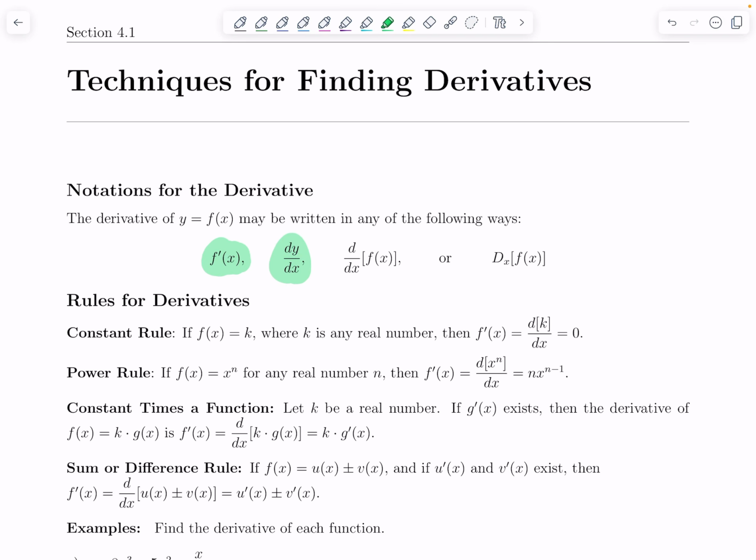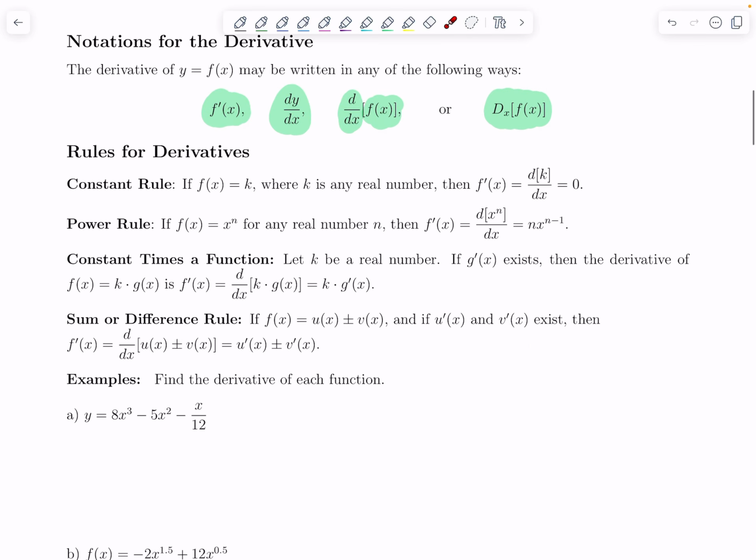You could also see d dx outside by itself and then f of x, which is really the same thing as this, because remember, if you think y is f of x, there it is. It's just written off to the side. Or sometimes you'll see capital D with the subscript x of f of x. This comes up a lot more later on in multivariable calculus. These all mean the same thing: take the derivative of your function with respect to x.